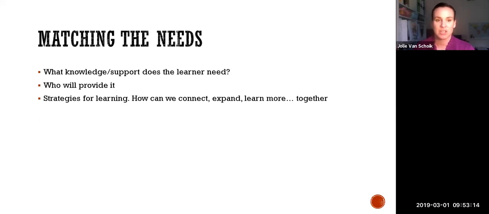So once again, matching the needs. We've talked about mismatches and how some mismatches can be great. If they like conflict or they like talking out loud, that can be fantastic. If not, you might need to match somebody and how they learn with somebody who can really help and facilitate that. But also matching the needs of what knowledge or support the learner needs.